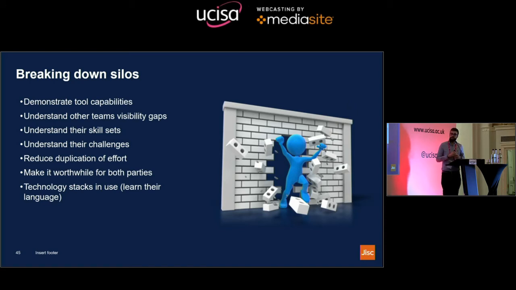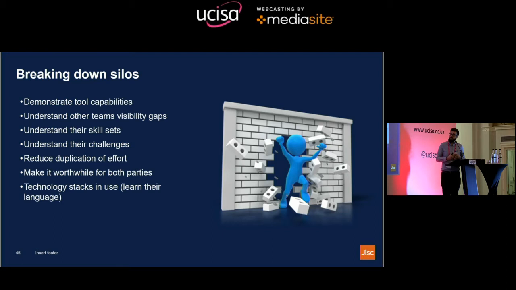Breaking down silos is something that we saw in the last presentation, and hopefully some of those are similar and overlap with this one. So we go about demonstrating and advocating the tools that we have and how they can benefit teams. We understand the other visibility gaps that those teams have and how we might be able to help. We want to understand their skill sets as well. Is there something that we can help with that they don't have? But I think that works both ways as well. So with our cloud team, for example, we don't necessarily in the security division have much experience with AWS, but they do. So we know that there's an existing knowledge base that we can go to if we need help.